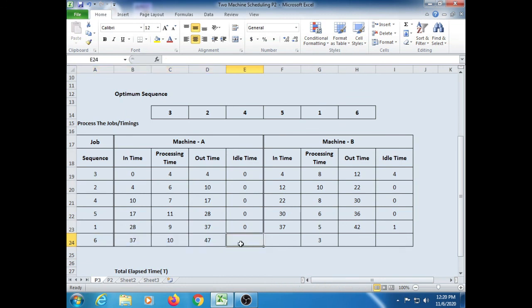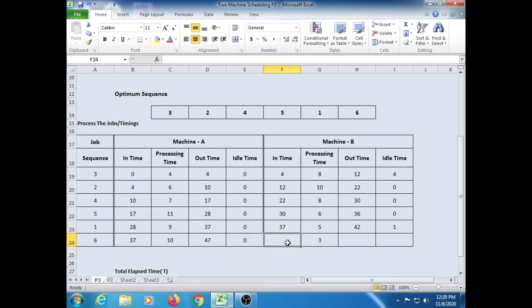Then what about the idle time? Here we have to take 0, because the previous job out time is 37 hours and the present job in time is 37 hours. So we do not get any time. That means the machine didn't wait for any time. That's why here we have to take 0.